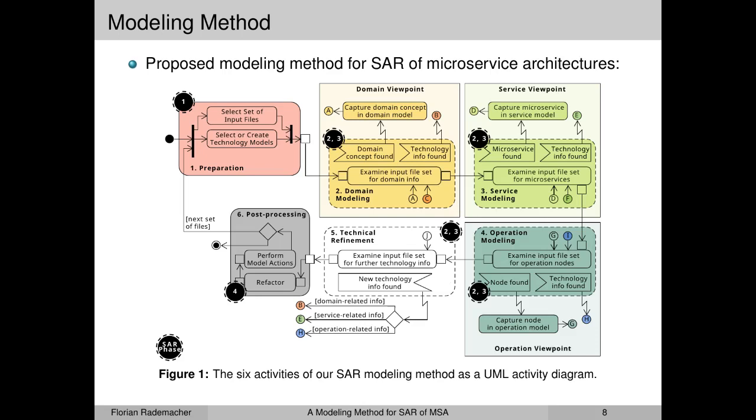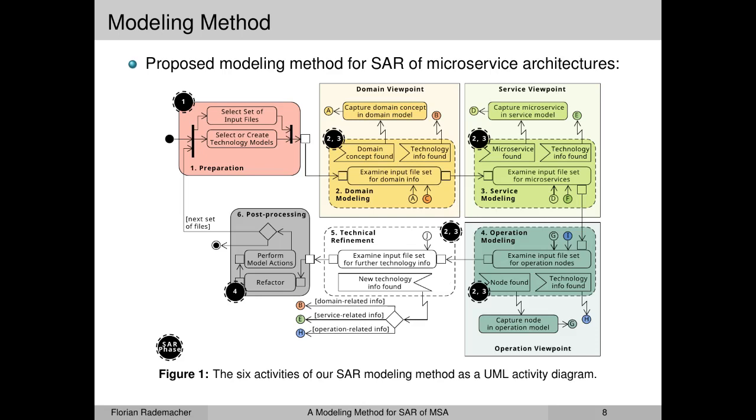Activity 3 is the service modeling activity. It targets the service viewpoint and it uses the service modeling language to reconstruct information about microservices, their interfaces, operations, and endpoints within service models. The service models can import domain models to show the relationship and responsibility of a microservice to a set of coherent domain concepts.